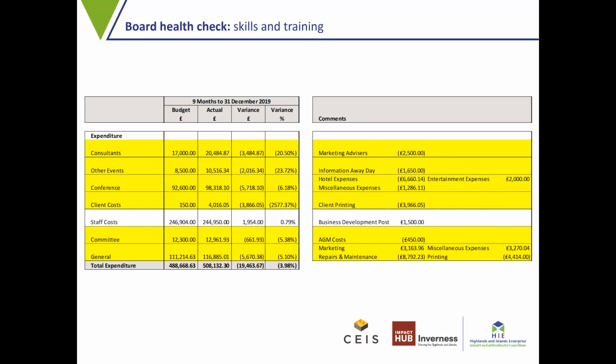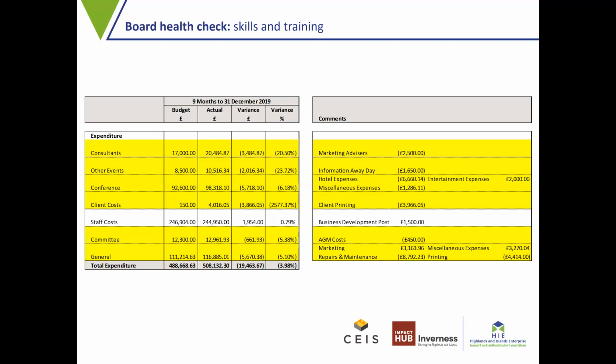The figure for the period is 10,516.34, a variance of 2,016.34. The comment section shows that minus 1,650 of this variance relates to an information away day.